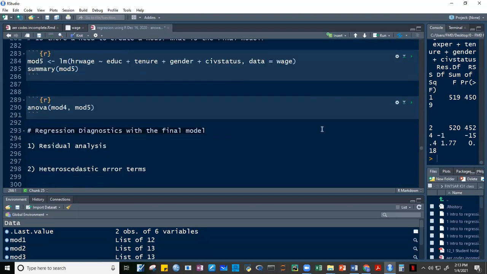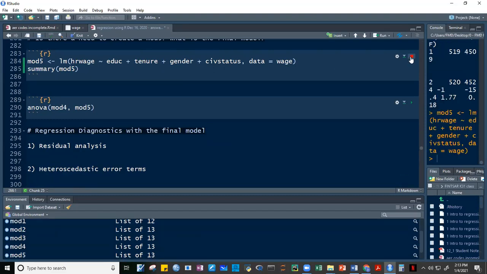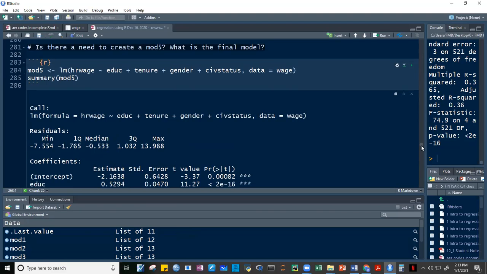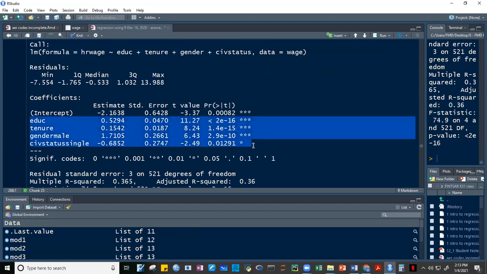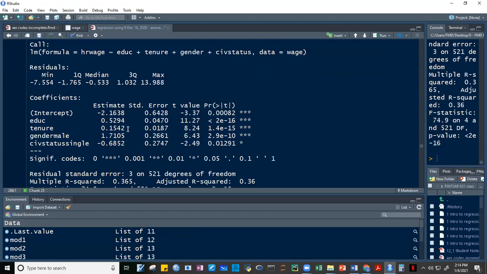Dito na siya, model 5. Apat na lang natira, tinanggal si experience. Okay? Then run this. All right. Okay, now it turns out, guys, that 1, 2, 3, 4, apat na variables ang significant na. Yung nag-initial regression tayo, 3 lang yung significant. So dito, apat na variables ang significant na.